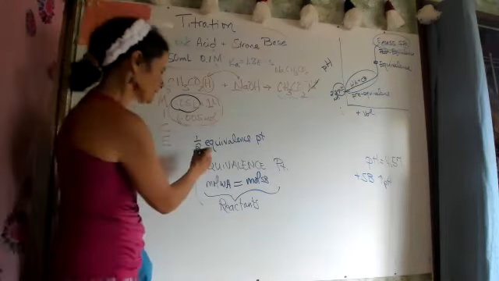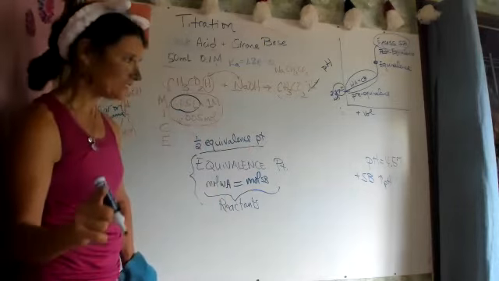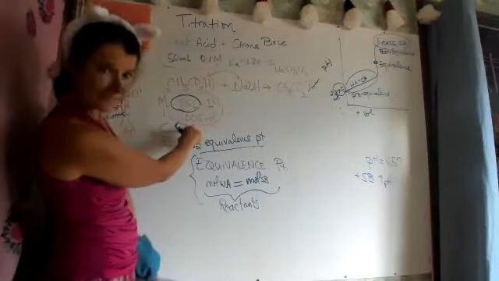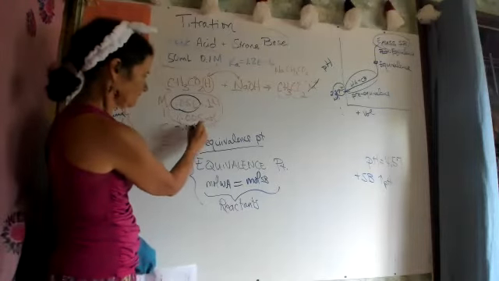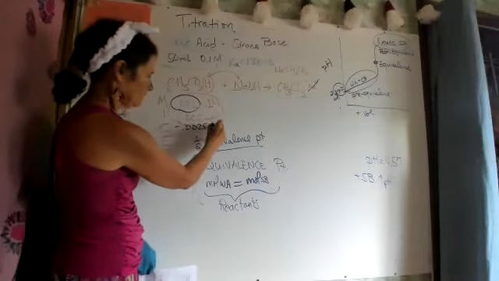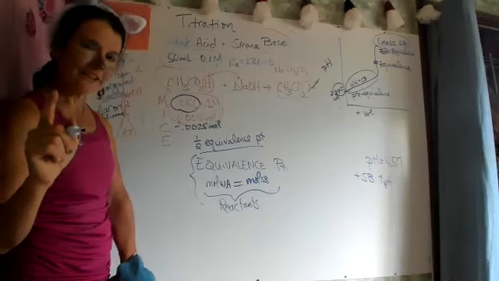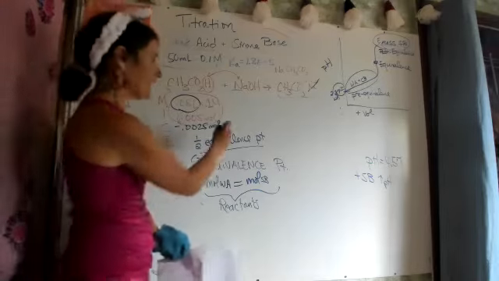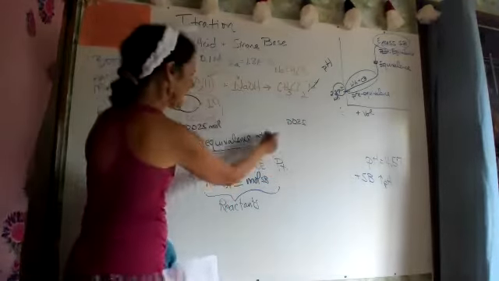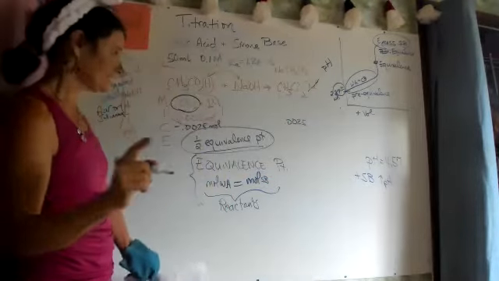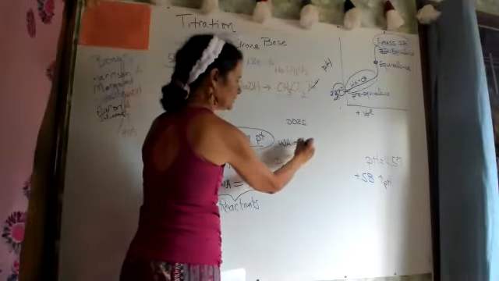The half equivalence is when you're halfway there, not in pH, but it means that half of this is gone. So it would mean half of it's reacted. So where did that half go? It went to the other side. So at the half equivalence point, your weak acid equals your conjugate base.